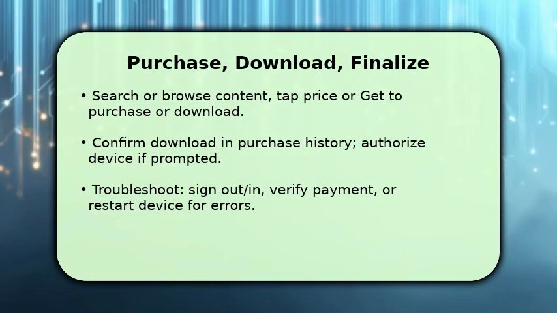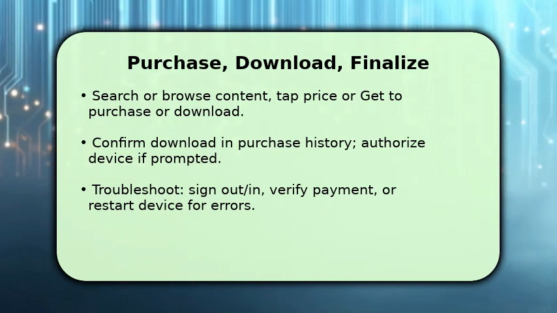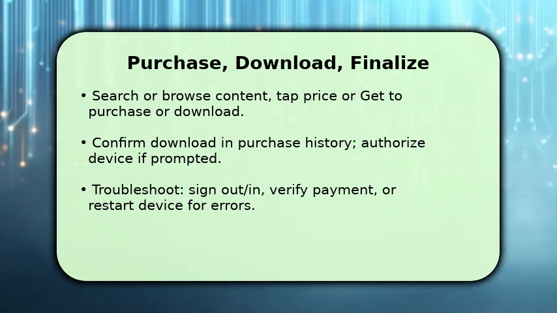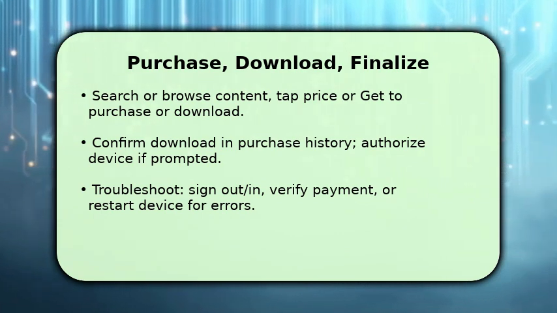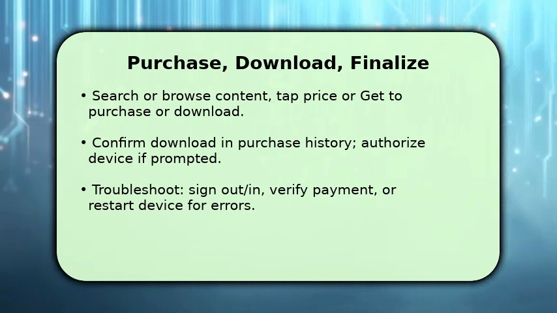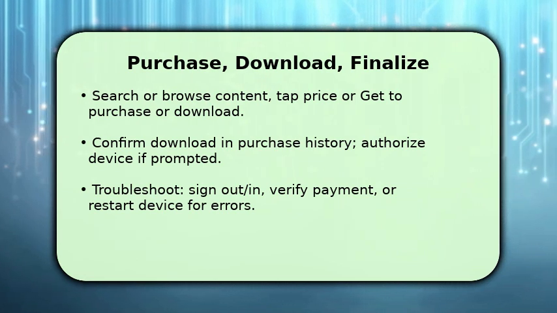You finish by selecting content and completing the purchase flow. Tap the price or get, confirm payment, and allow the download to start. After downloading, check your purchase history to confirm the item and authorize the device for playback if required. If you set up family sharing, verify that shared purchases are visible. Finally, confirm downloads install correctly and test playback.